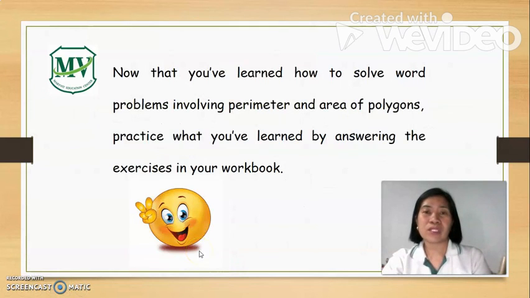Now that you've learned how to solve word problems involving perimeter and area of polygons, practice what you've learned by answering the exercises in your workbook.